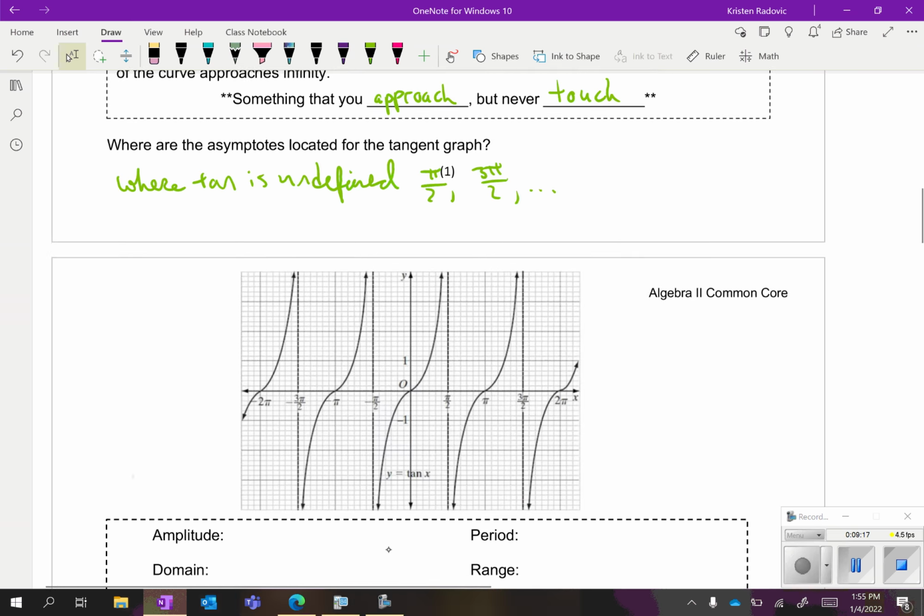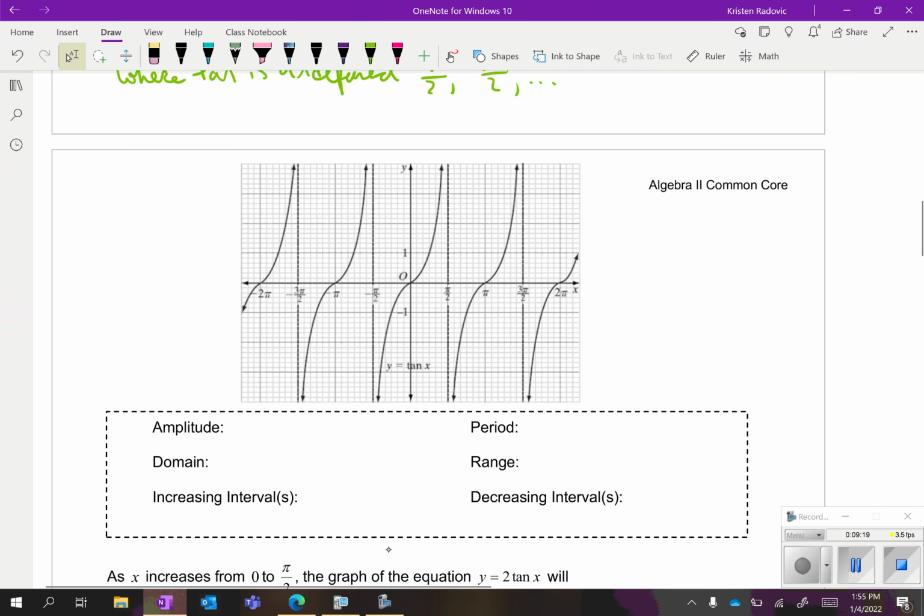So going on to examining it. Your amplitude is the distance from the midline to the maximum or the midline to the minimum. Now, your midline for a basic tangent graph, just like all of your other basic sines and cosines, is going to be y equals 0, unless there's a vertical shift happening.